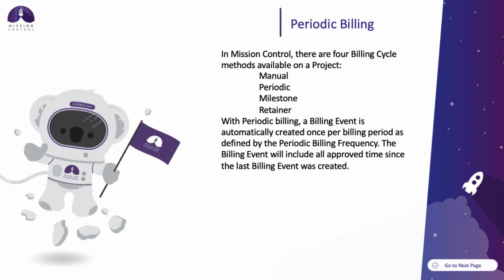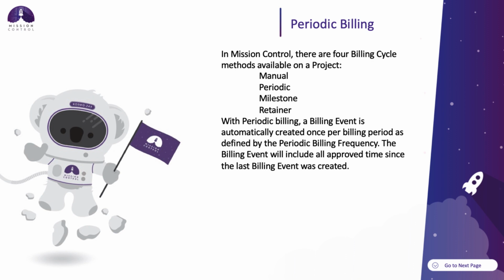In Mission Control, there are 4 billing cycles available: manual, periodic, milestone, and retainer. With periodic billing, a billing event is automatically created once per billing period, as defined by the periodic billing frequency.